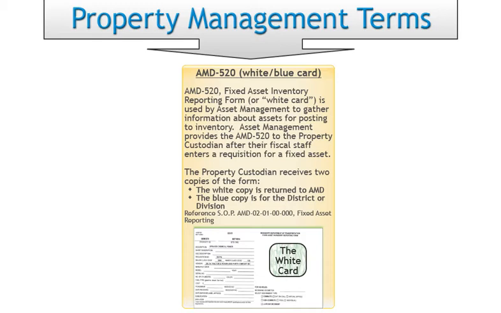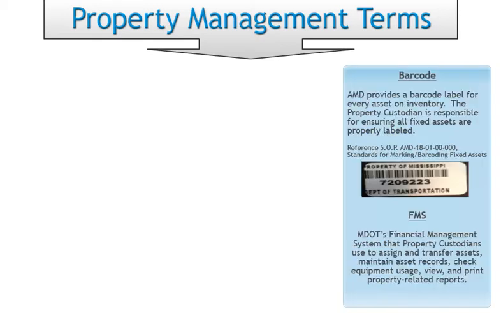The white copy is returned to AMD, and the blue copy is for the district or division. AMD provides a barcode label for every asset on inventory. The property custodian is responsible for ensuring all fixed assets are properly labeled.